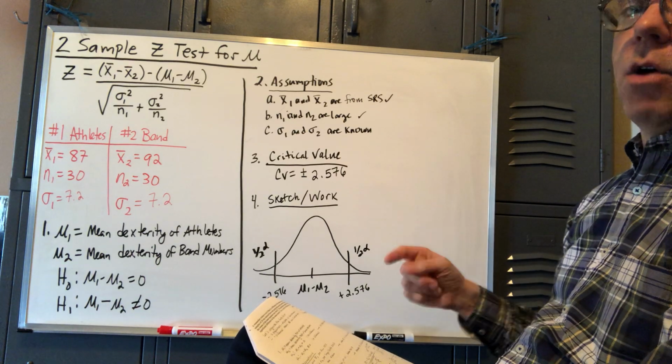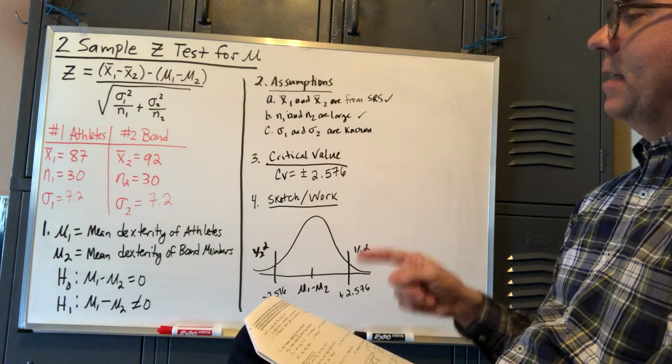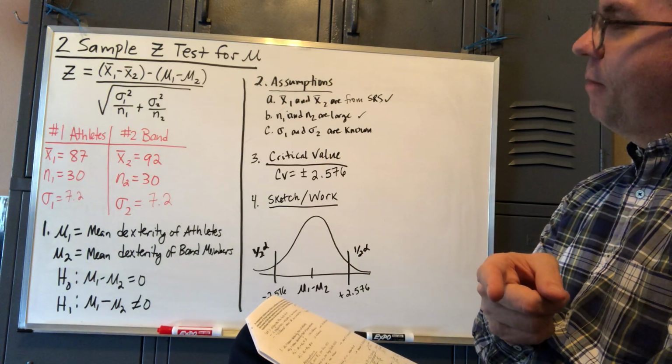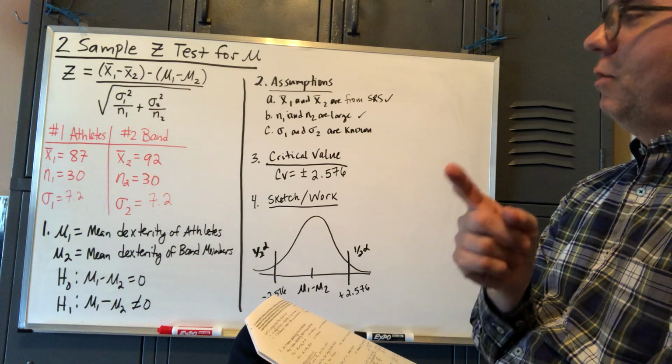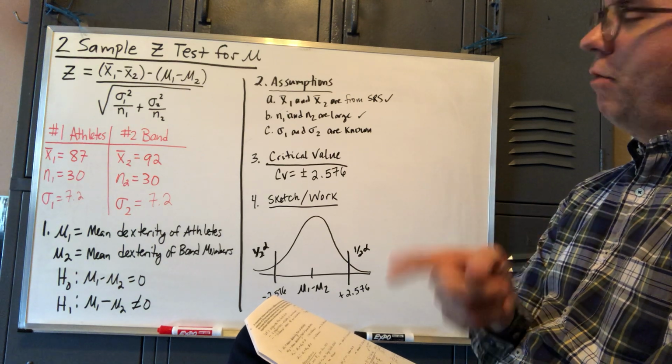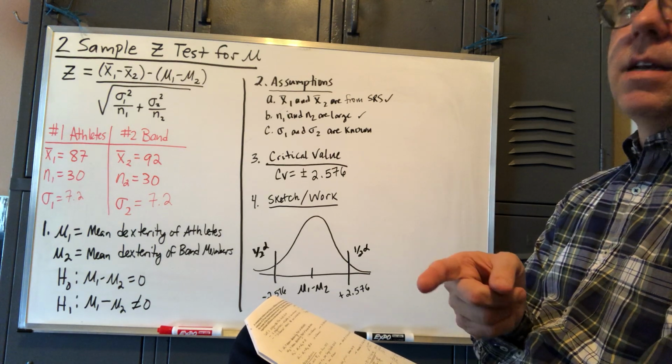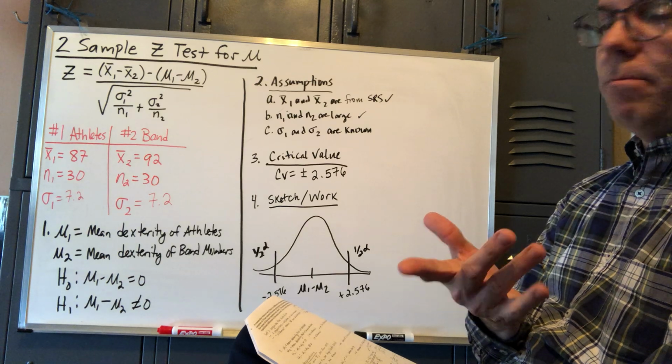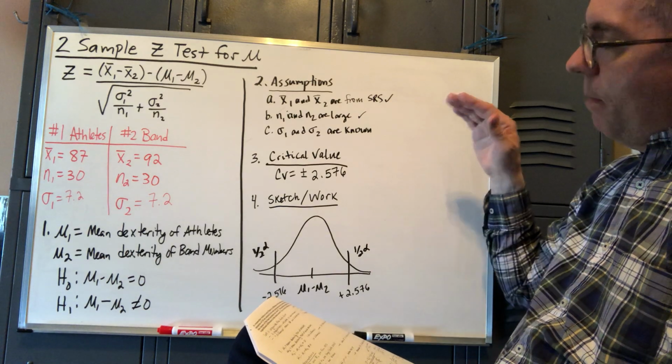When we don't know sigma, we do a t-test. Repeat that back to me. When we know sigma, do a z-test. When we don't know sigma, do a t-test. Did you repeat that back? I hope so. So I looked on my chart.